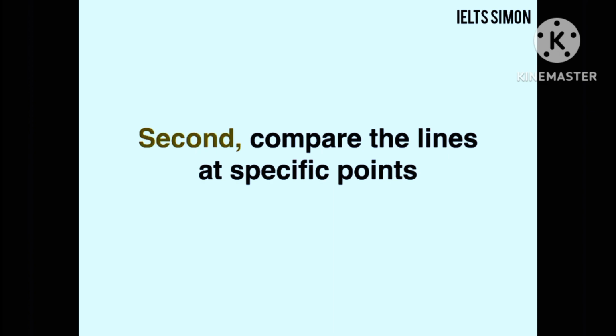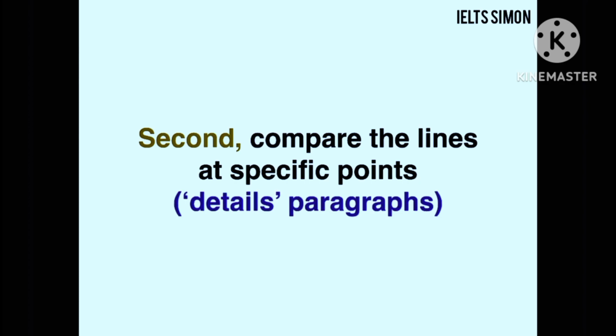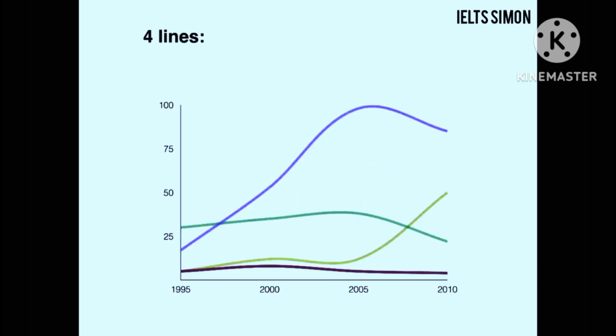Second, compare the lines at specific points. This is for your details paragraphs, paragraphs 3 and 4. Looking again at the graph for an example, with these 4 lines there are many details that you could compare. I would start off at the beginning with the first year and compare the numbers there, but then there are many other choices and you have to select what you think are the main things.